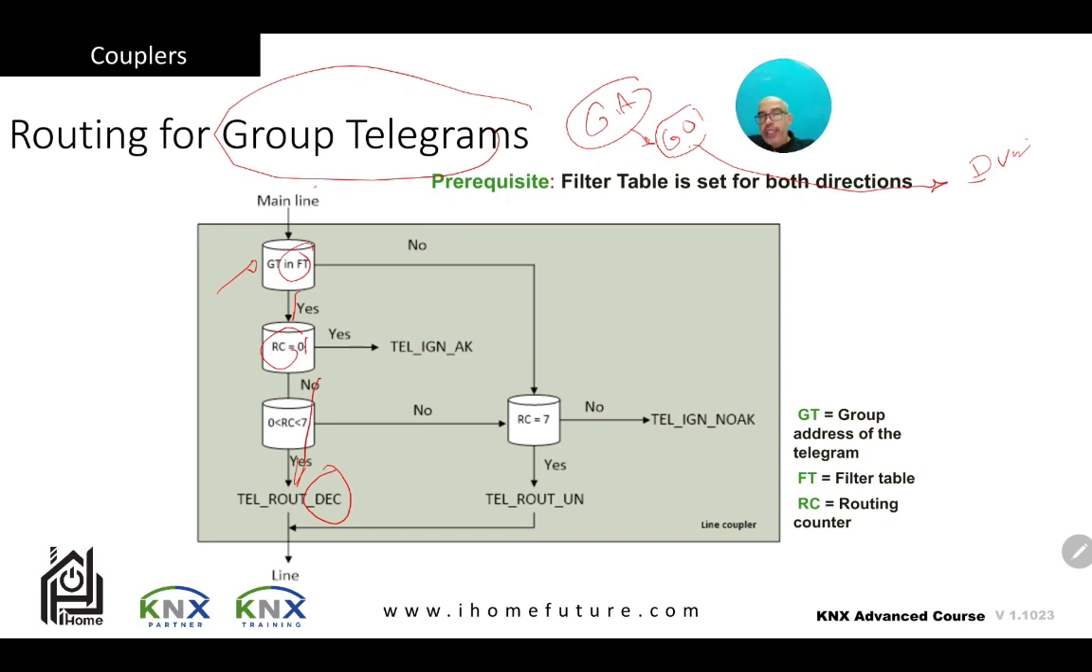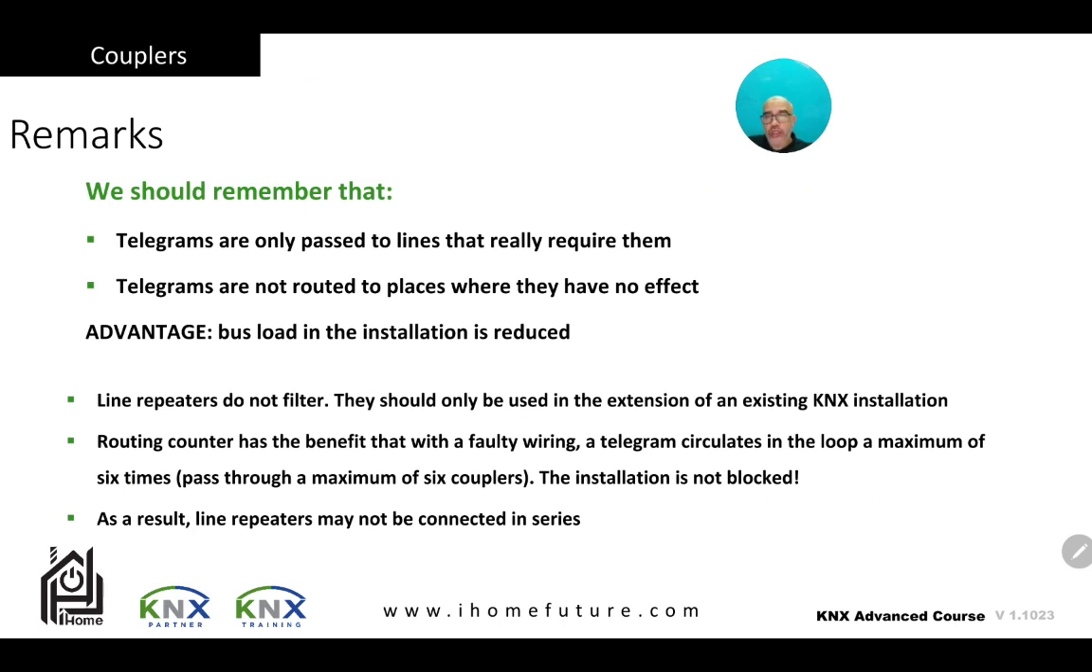In case it's not in the filtering table, I block. In case it's in the filtering table but the routing counter is 0, then I also block. And if I'm blocking, then I also send a negative acknowledgement. If not, then I'm decreasing and passing. But if the routing counter is 7, then I'll pass it without decreasing because this is ETS, so I don't decrease it. This is only for filtering group addresses.